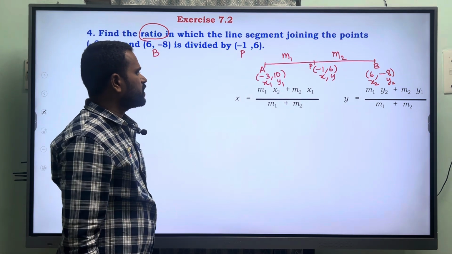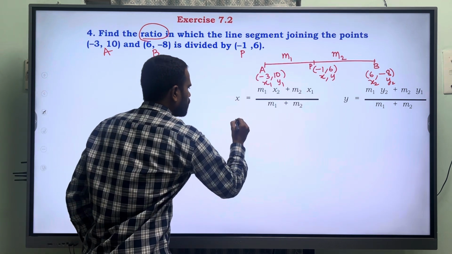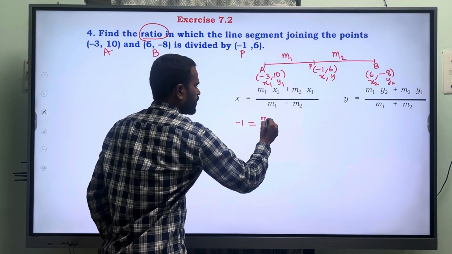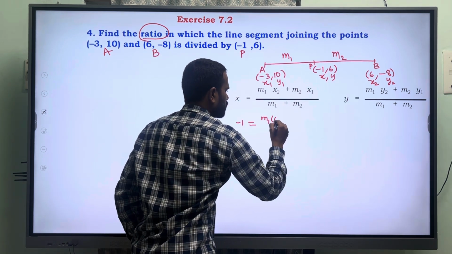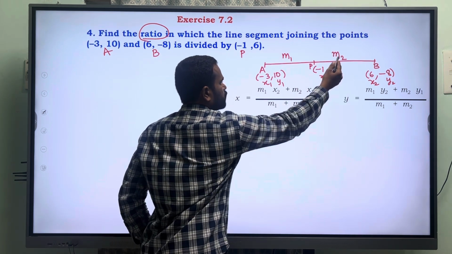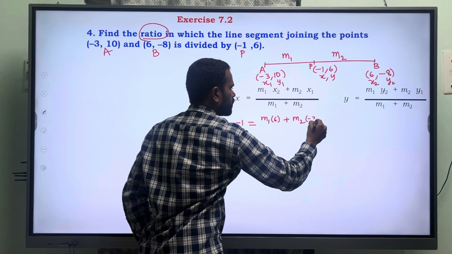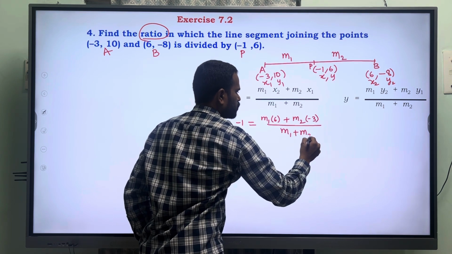Understand? Now see here, x. What is the value of x? Here I will put minus 1 is equal to m1, I don't know, right? As it is, into x2. x2 is 6, 6 plus m2, I don't know, and x1 is minus 3, by m1 plus m2.